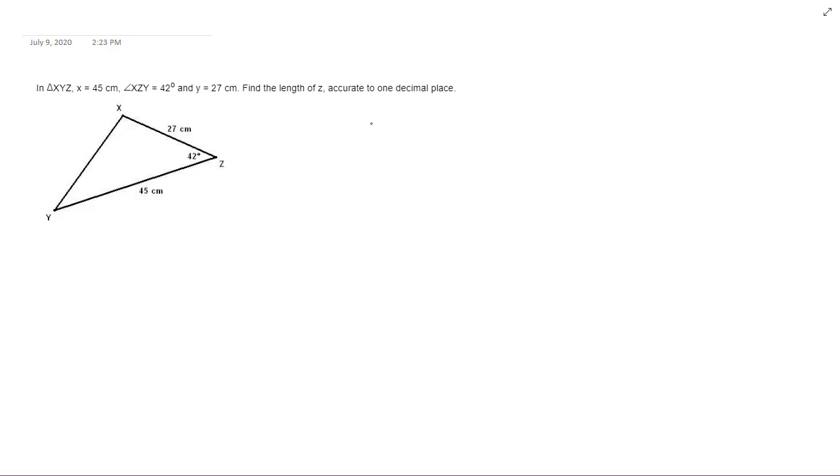And because we're looking for the length of a side, we're going to use the cosine law in this format. A squared equals b squared plus c squared minus 2 times b times c times the cosine of angle A.